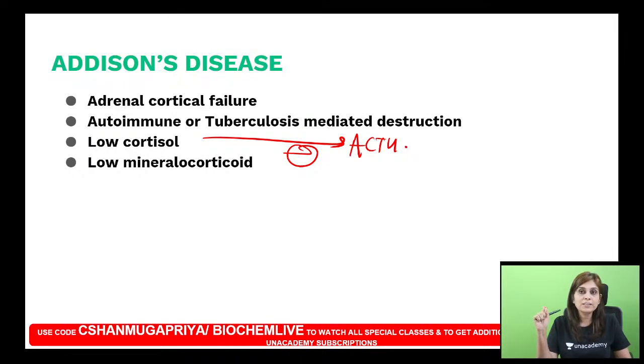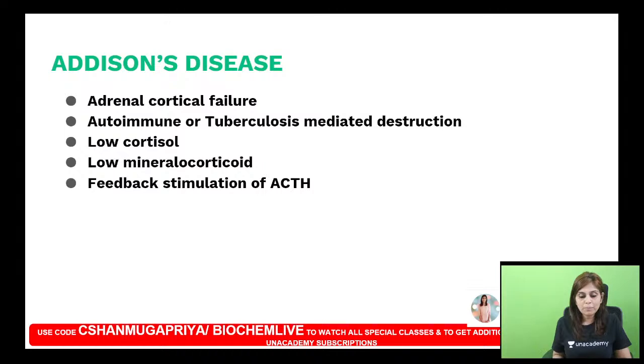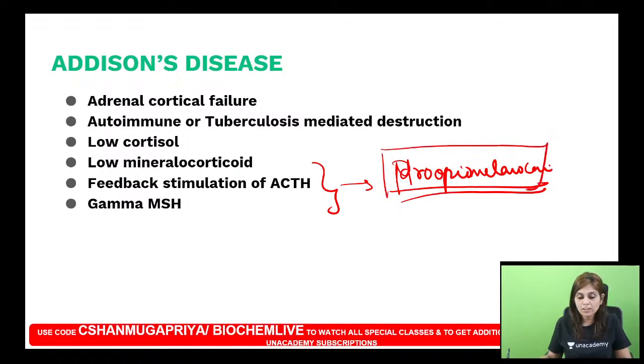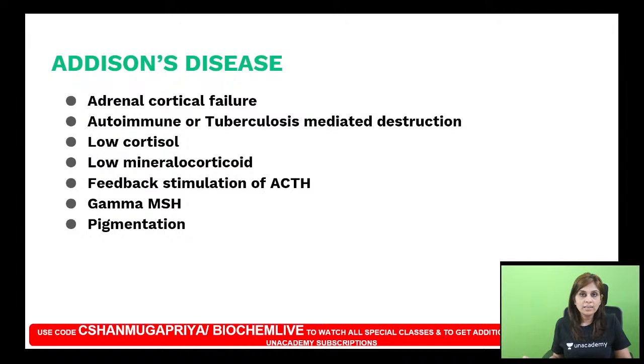So in Addison's disease, when there is low cortisol, there is feedback stimulation of ACTH. And this ACTH gets released along with gamma MSH, because both are synthesized from a common precursor. Which is the common precursor? It is pro-opiomelanocortin. So when there is feedback stimulation of ACTH release, gamma MSH is also released, and that causes hyperpigmentation.